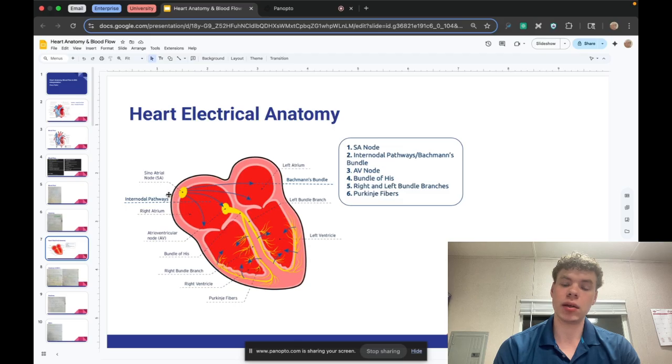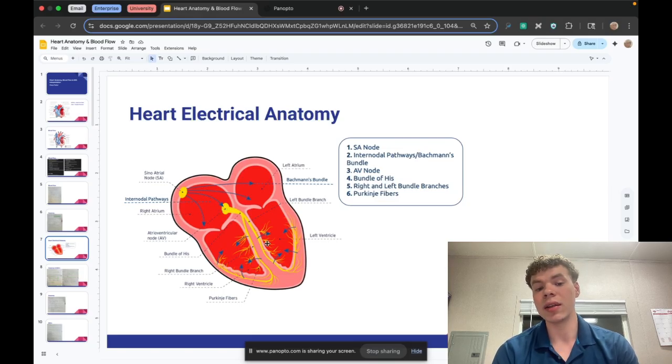But let's say the SA node stops working for whatever reason, right? The AV node will take over as the primary pacemaker. And then for the same thing, if the AV node stops working, then the ventricles will take over as the primary pacemaker. And then if the ventricles stop working, then that's it, right? So when one pacemaker fails, the other one takes over to basically compensate for it, right? And your ventricle is your last one, right? So just get back to that in a second.